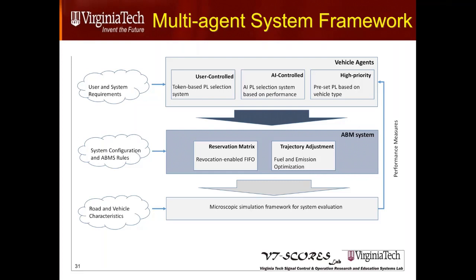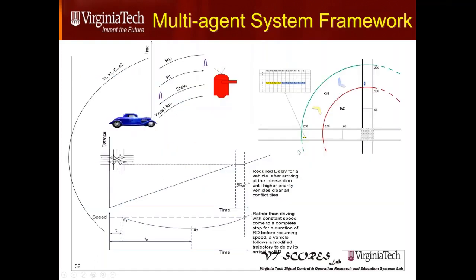And then there is a lot of work related to this, and for the sake of time, I'll just go into the implementation of it. And what's important is that with the reservation matrix and trajectory adjustment, you can have agents go through a signal without having a traffic signal in there. So just go through the intersection.